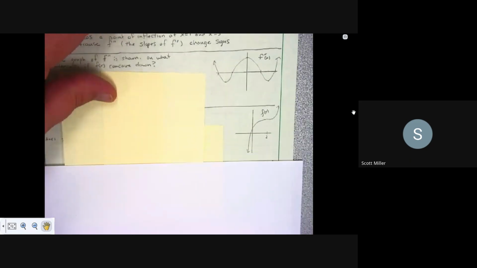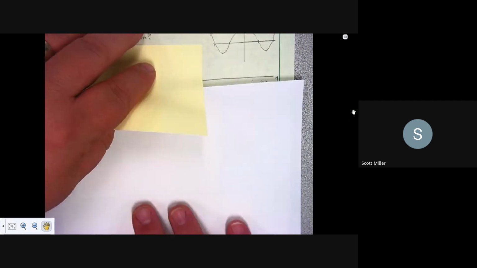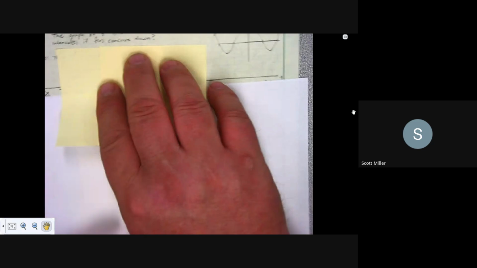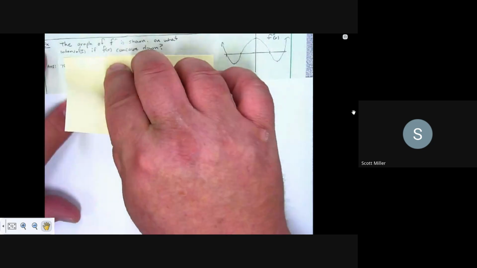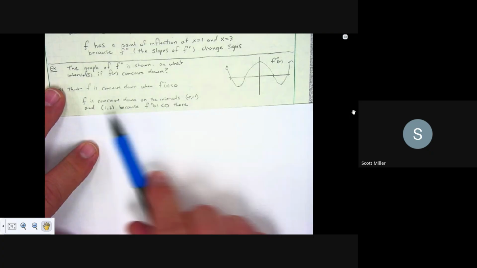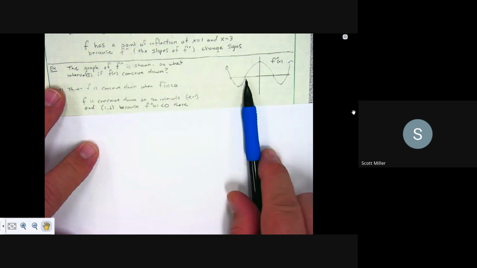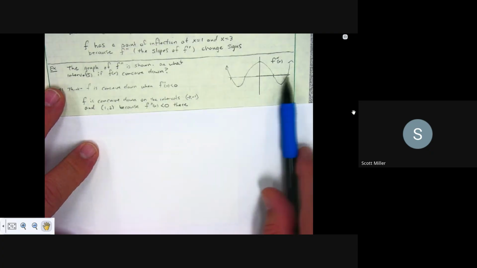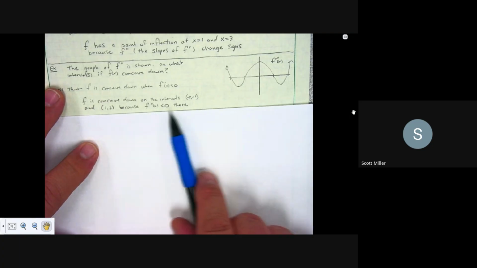So again, when you look at these problems, always talk about what it is I know and how I can use what was given to me to figure this out. Okay, f is concave down when it's negative. f is concave down on these intervals from -2 to -1, and from 1 to 2 because the second derivative is negative there.